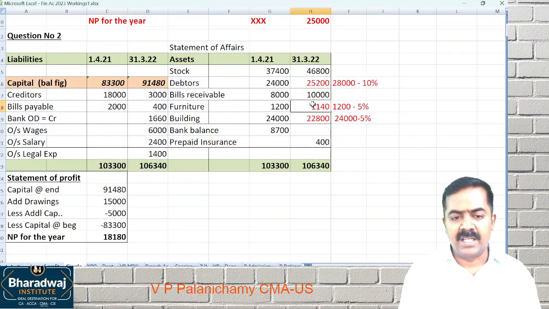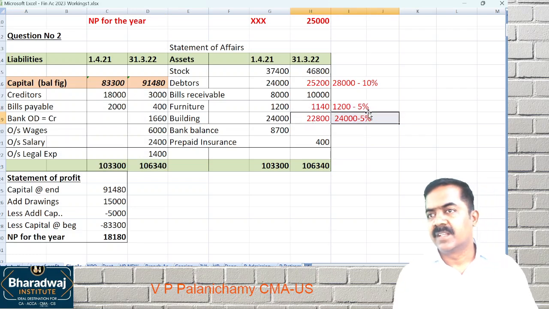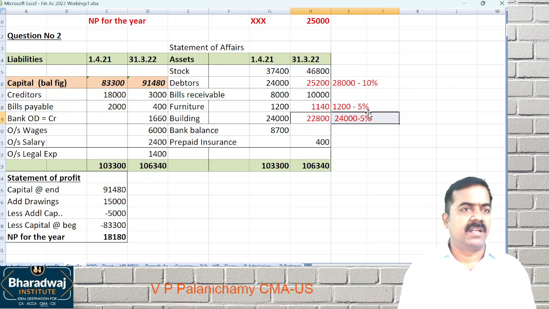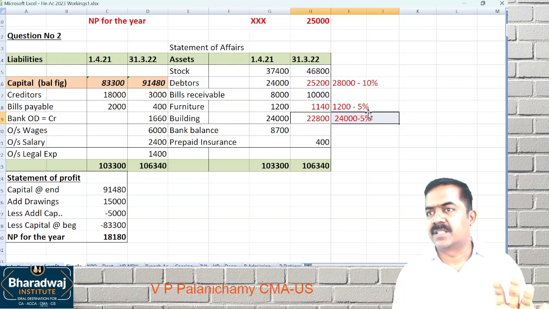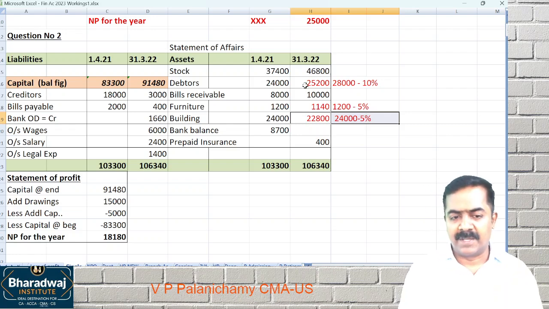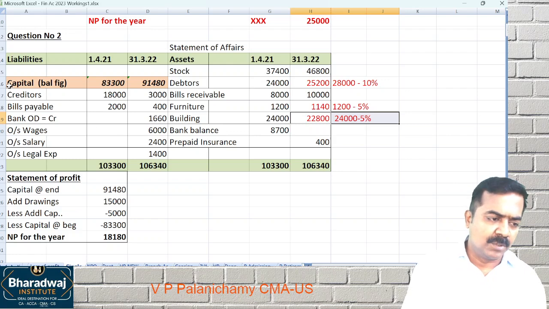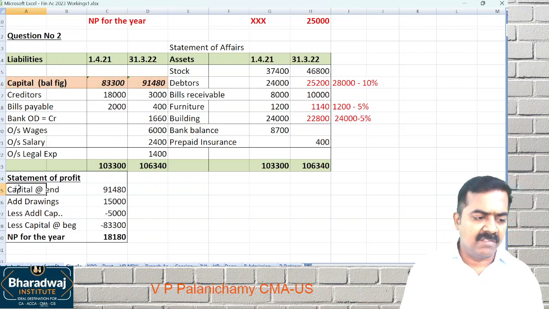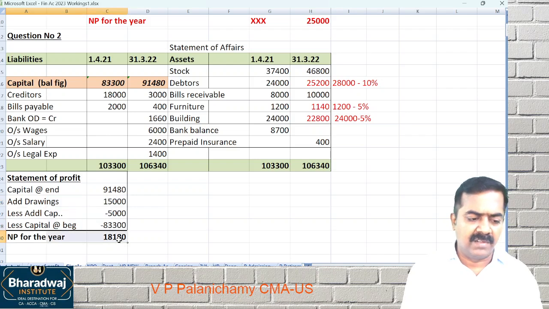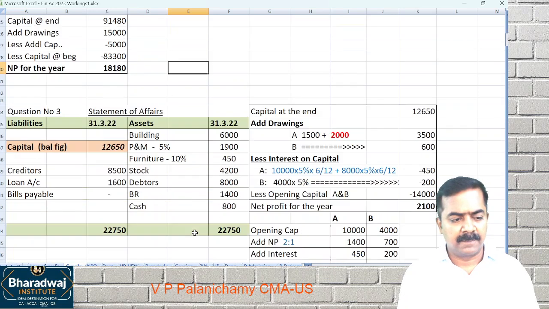Please remember all the adjustments pertain to what? If they give you additional information or adjustment, if nothing is specified, that should be adjusted with the closing balance. Clear? Debtors minus bad debts, furniture minus depreciation, building minus depreciation, everything we have to adjust with the closing balance, and we get capital. Then we prepare the statement of profit. Capital at the end, add drawings, less additional capital, minus capital at the beginning will give us net profit for the year.